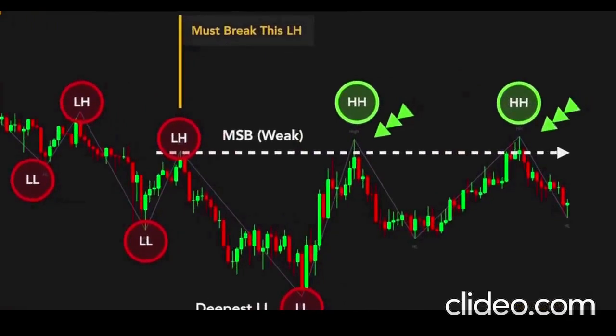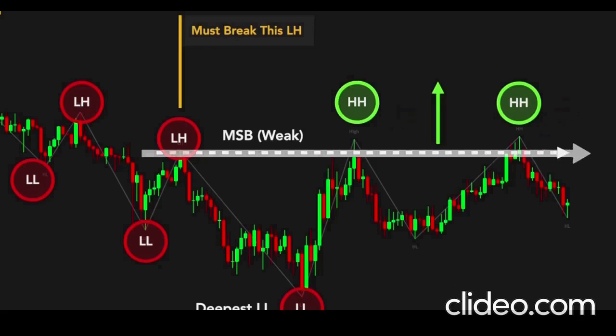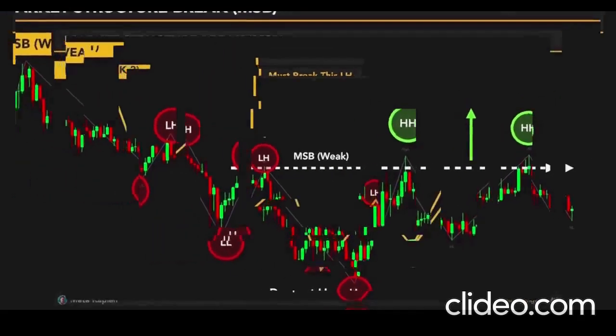As you can see, we have long wicks that make the market structure break. However, we do not see candlestick closes or strong candlesticks above the last lower high price level. So, this is a weak MSB. It could be fake and not fully trustable.